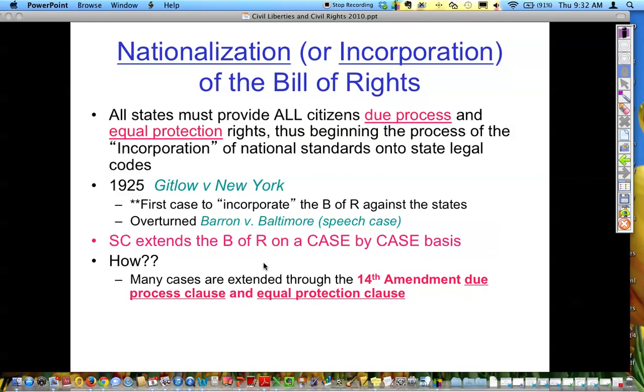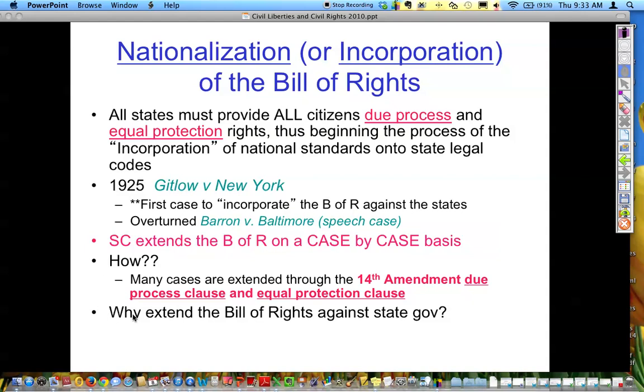That was the original one almost 80 years prior that said that the state governments didn't have to rely on that. And Gitlow was one of those ones that said, you know what, this First Amendment provision by the national government is going to be filtered to the states. The Supreme Court extends the Bill of Rights on a case-by-case basis. How do they do this? Many cases are extended through the 14th Amendment's Due Process Clause and Equal Protection Clause.